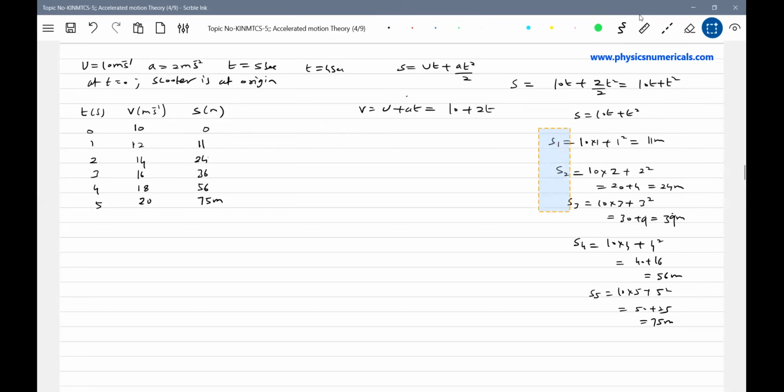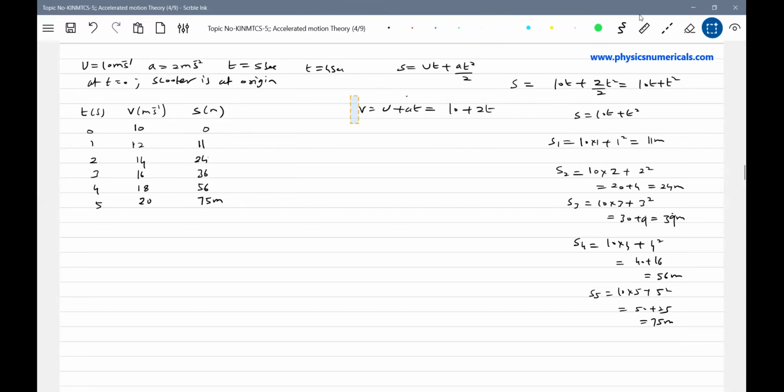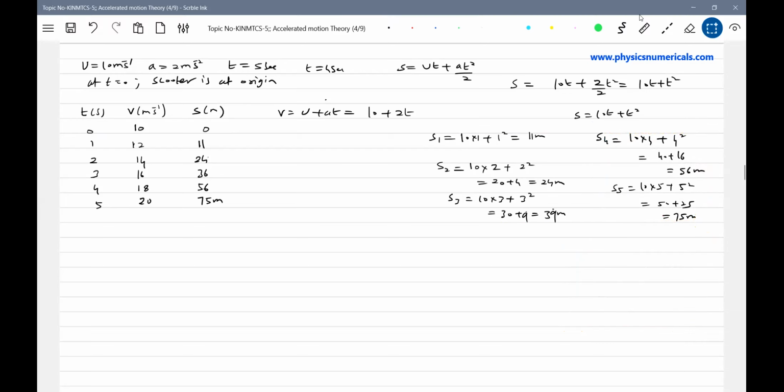Because I just wanted to give the idea of the distance covered in the nth second. The distance covered in the nth second, what that means has to be clearly explained. So therefore, I'm gathering the data at various instants of time. Okay, let's take the help of the diagram. Now I think you clearly understand what I wanted to explain.